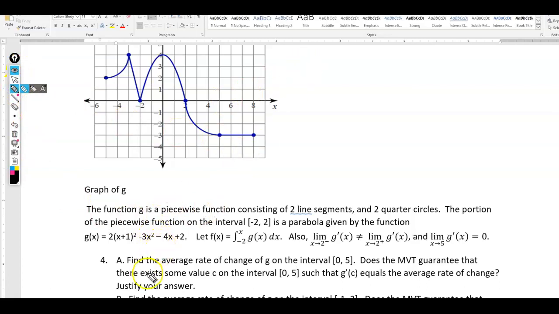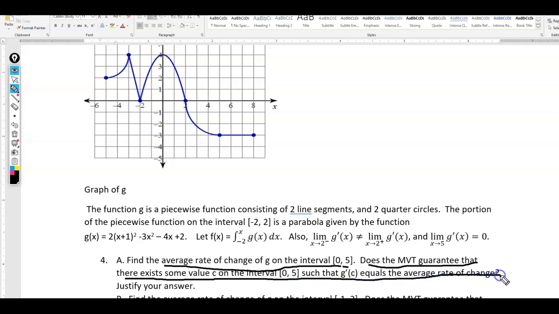So find the average rate of change of g on the interval from 0 to 5. That's my first task. And then, does the mean value theorem guarantee that there exists some value c on the interval 0 to 5 such that g prime of c equals the average rate of change? Justify your answer. So there are two things that we have to do here. I'm going to try to keep that second part simple for now, and then I'll explain it in a minute.